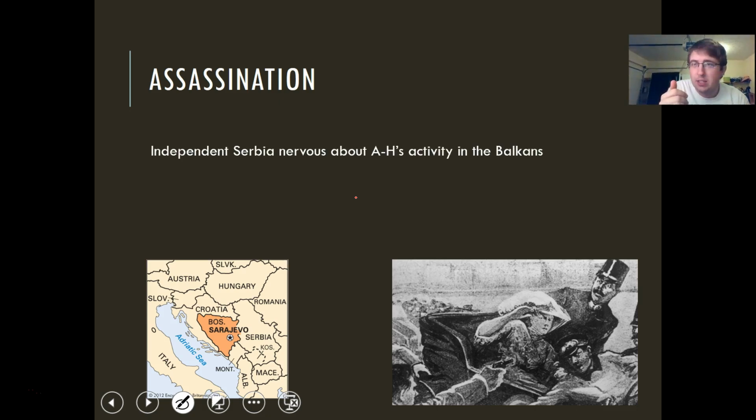Serbia is very nervous about Austria-Hungary's activity, that they're going to come in and basically take their independence and take their country over. And it's a country that had existed for like 40 years. 40. Okay, so it's not been around a long time, Serbia, so they're very nervous about Austria-Hungary's activity.